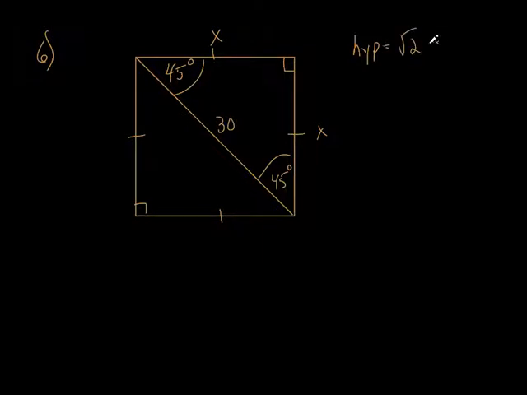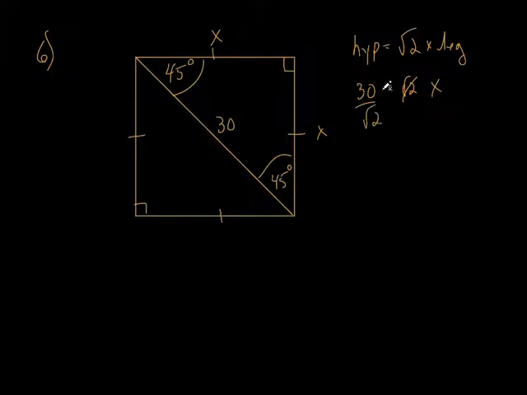Square root of 2 times one of the legs. That's right. Now what do we know here though? We know the hypotenuse. So you put 30 in for the hypotenuse equals the square root of 2 times one of the legs. Our leg is x, isn't it? Divide by the square root of 2.